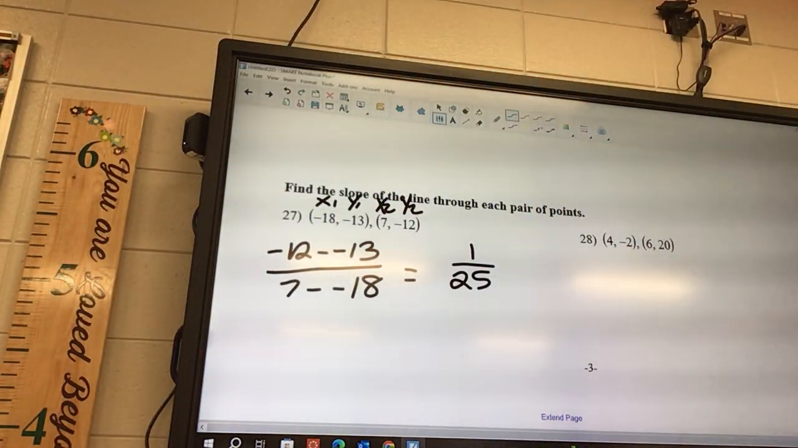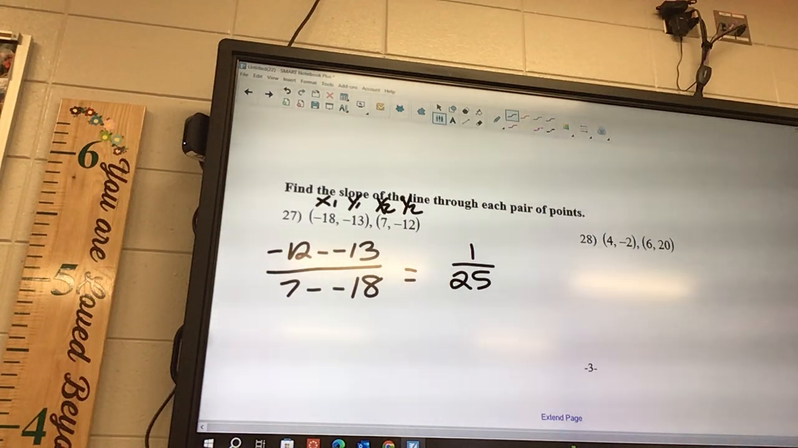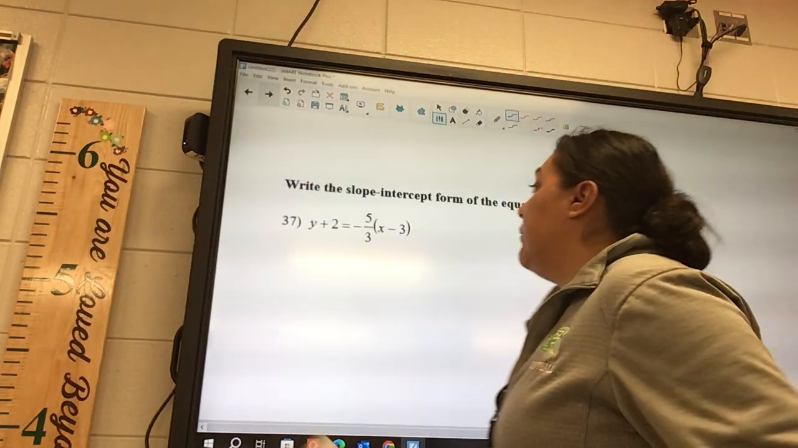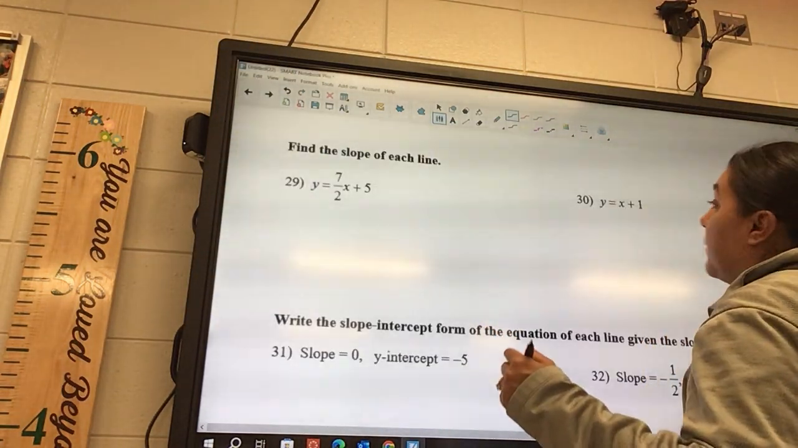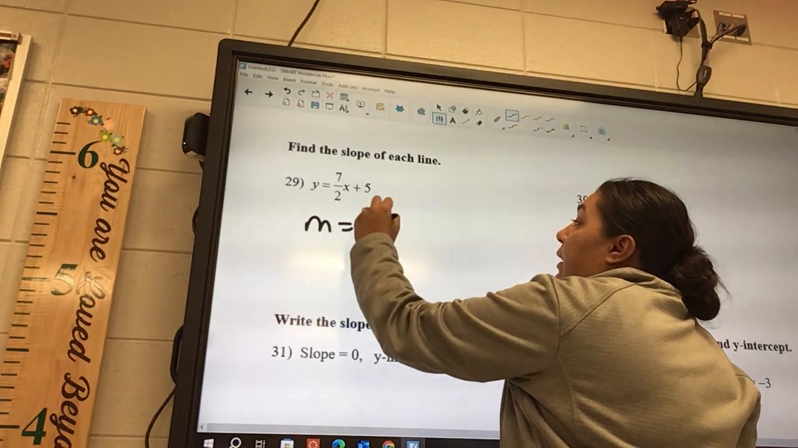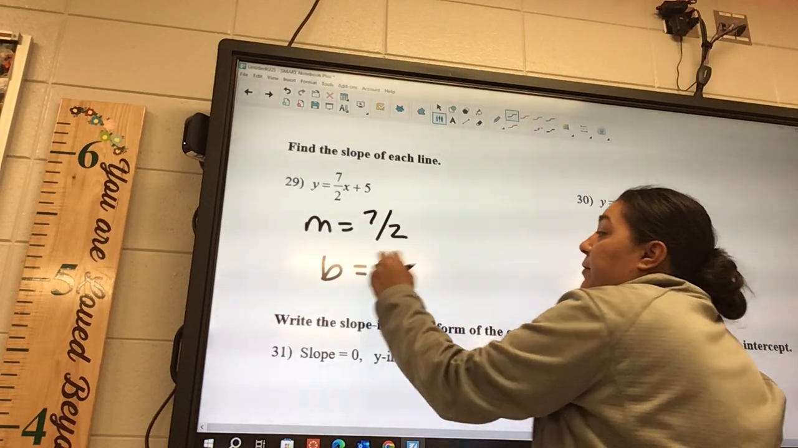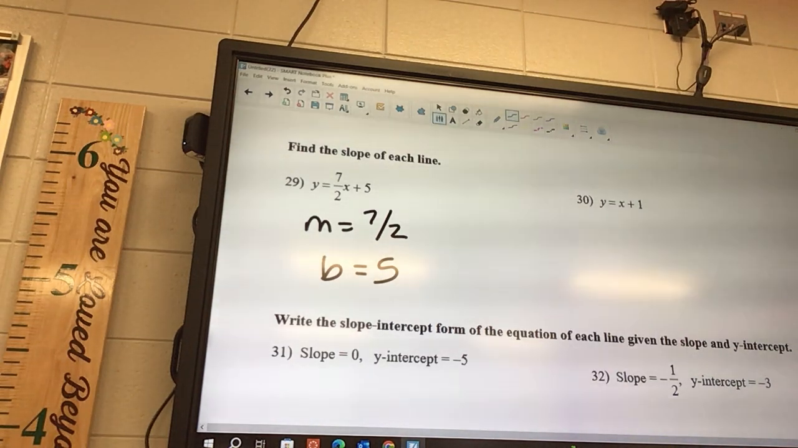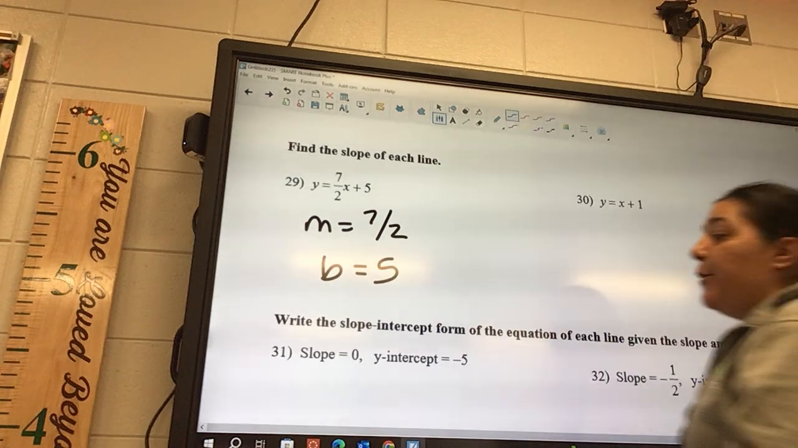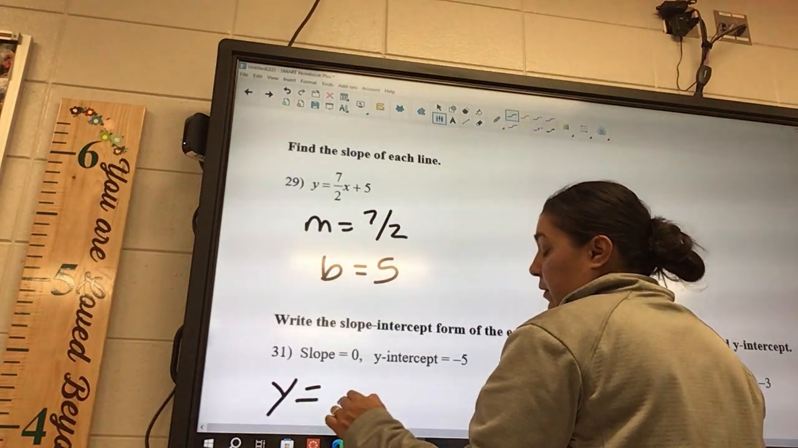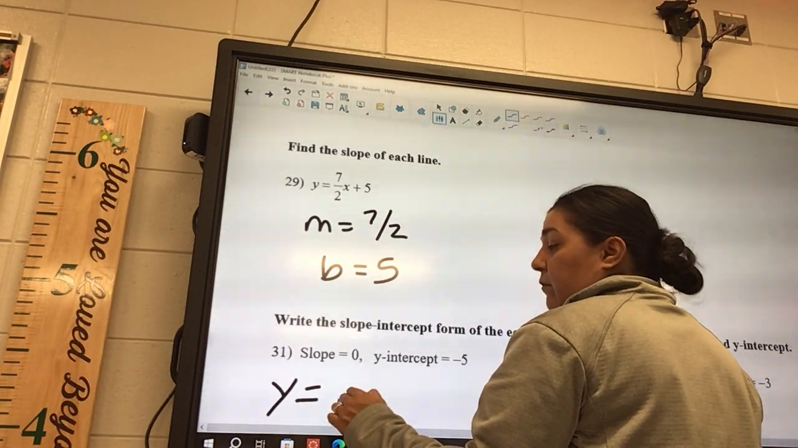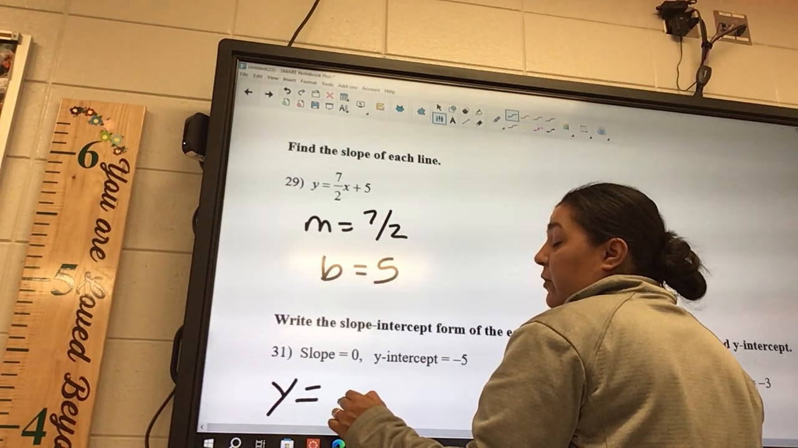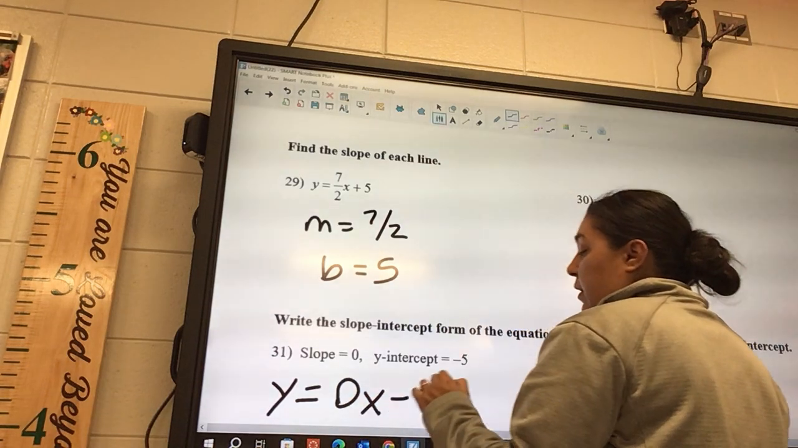Okay, 29, it says find the slope of each line and the y-intercept. Okay, which one's the slope? 7. 7 over 2. Which one's the y-intercept? 5. Yeah, so it's gonna be 7 over 2 and the b is 5. Okay, 31, it says write the slope intercept. So it's gonna look like y equals, who comes first? X. No. Which one comes first? Zero. 0x minus 5.